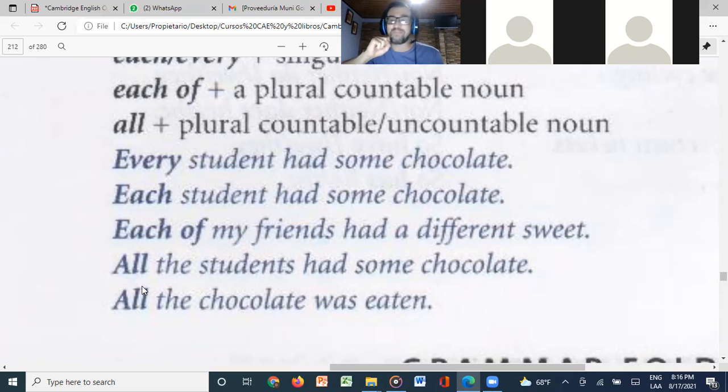Are we clear with this part? Yes, I think. You think it's kind of interesting, right? And maybe I can send you this picture over here, and maybe for homework you guys can do some sentences with every, each of, all, and all, right? Because this is something very, very important and very useful also for our communication.